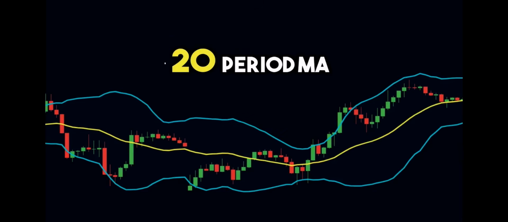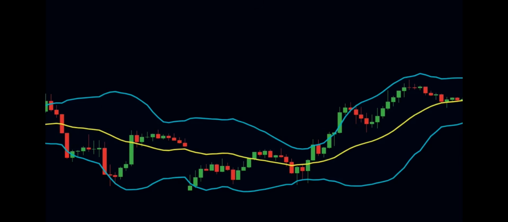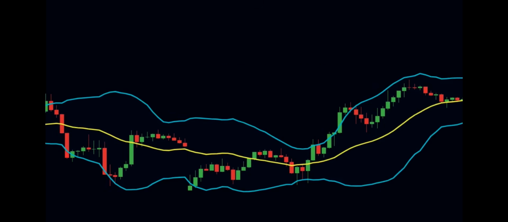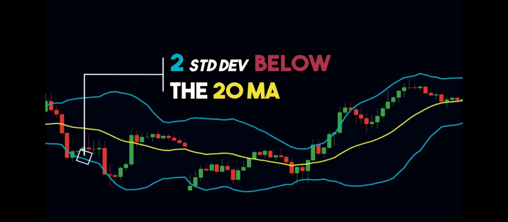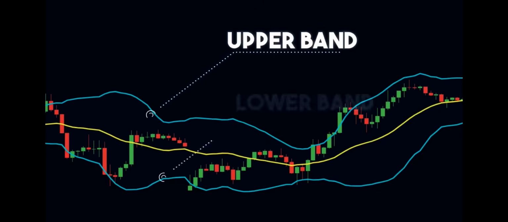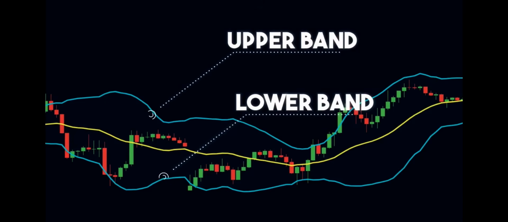The middle line here is a simple 20-period moving average. The upper line is plotted based on two standard deviations above the 20-period moving average. Similarly, the lower line is calculated based on two standard deviations below the 20-period moving average. These two blue lines can also be called the upper band and lower band respectively.